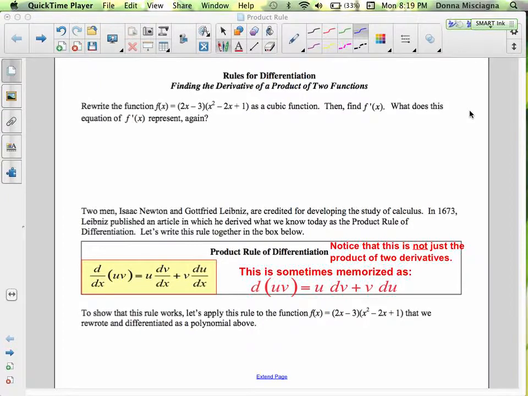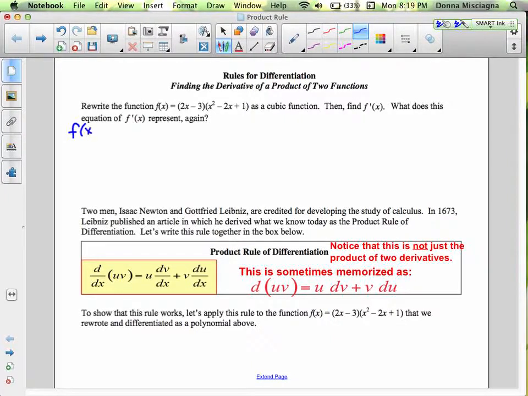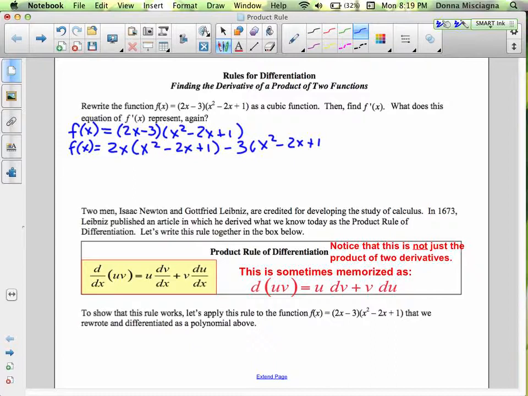So the only way we know right now to find the derivative of a product is to simplify that so it's no longer a product. So we need to multiply 2x minus 3 times x squared minus 2x plus 1. We have f of x equals, we have to distribute the 2x to the whole trinomial, the second factor, x squared minus 2x plus 1. And then we have to distribute the negative 3 to the x squared minus 2x plus 1.